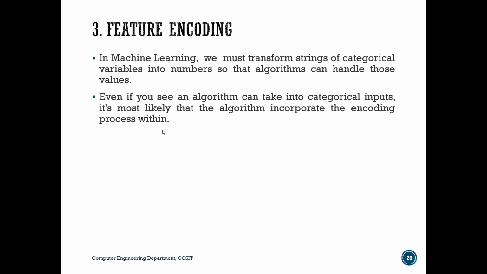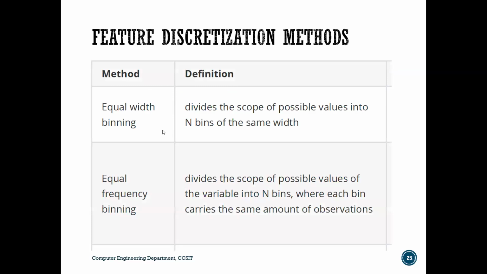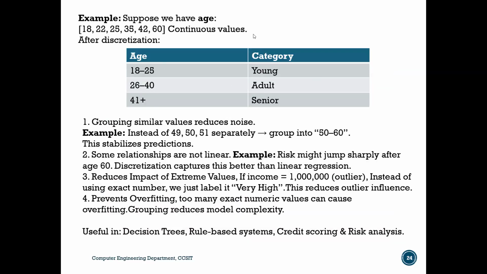Now, feature encoding. Why do we need it? As I already explained, I now have categorical data, but for the machine I want only numeric data. So how do I convert this categorical data into numeric data? Using encoding. So now I am going to explain encoding.